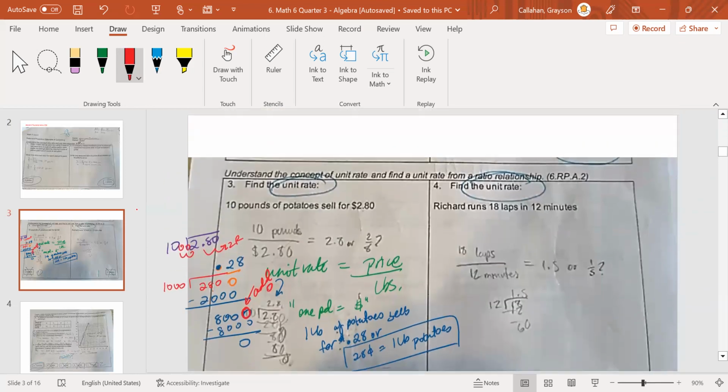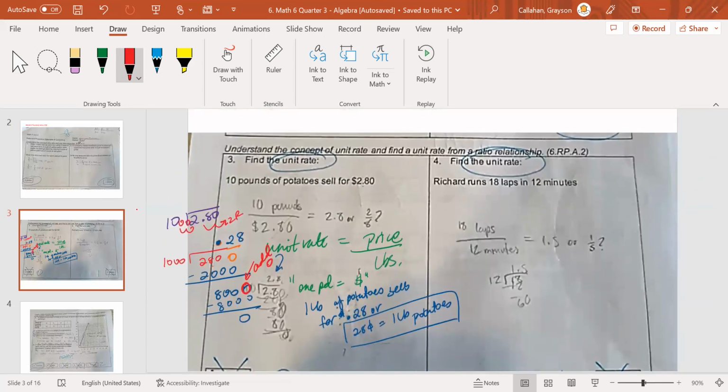Number 4 is find the unit rate. This one is the easy one. We have gone through a lot of questions with unit rates. Do you understand? It says Richards runs 18 laps in 12 minutes, right? So the unit rate is going to be 12 minutes divided by 18 laps.